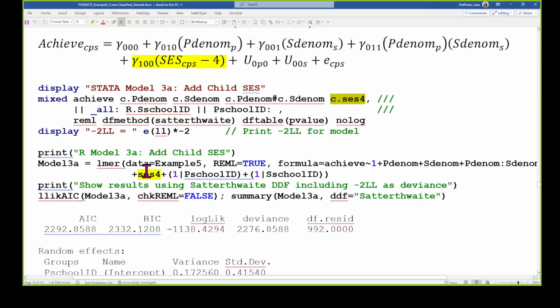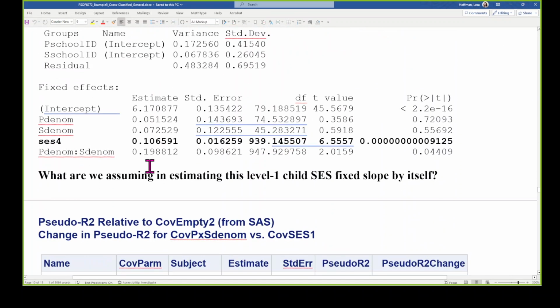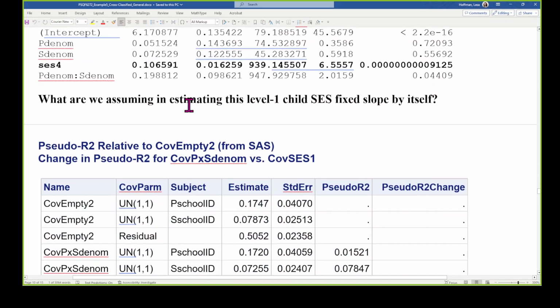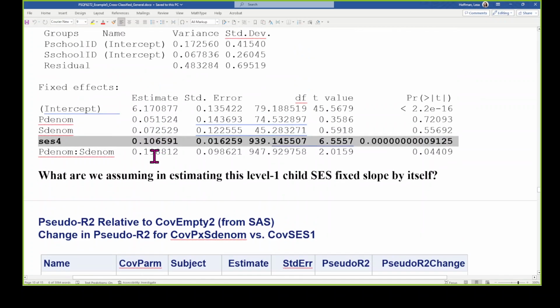So adding this, here's what we get back. My effect of SES looks to be significant. It is a coefficient of 0.11. So for every unit more SES your kid has, their achievement goes up by 0.1.